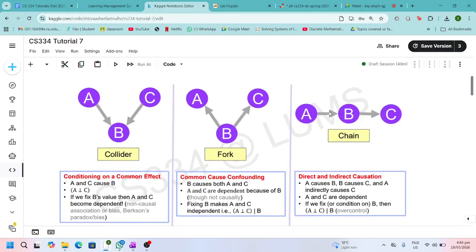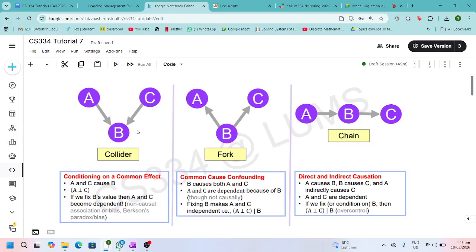Let's look at these structures for instance. In a chain, if I condition on B, then A and C will become deseparated because they will become independent if I condition on a mediator, right? Similarly, in a fork, if I condition on B, A and C will become deseparated. In a collider, A and C are already deseparated by default, but if I condition on B, I will accidentally open this path, making A and C not deseparated any longer.